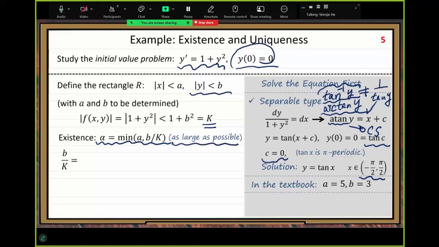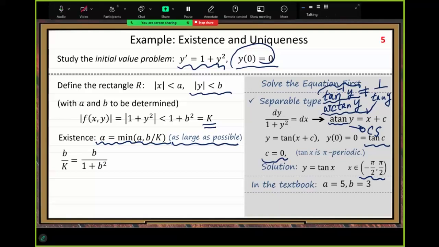Because for different B, this ratio, B over K, is different. And we want to choose one particular B such that B over K is the largest. How about that? So here we do a little more than our textbook. All right. So B over K equals B over 1 plus B squared.